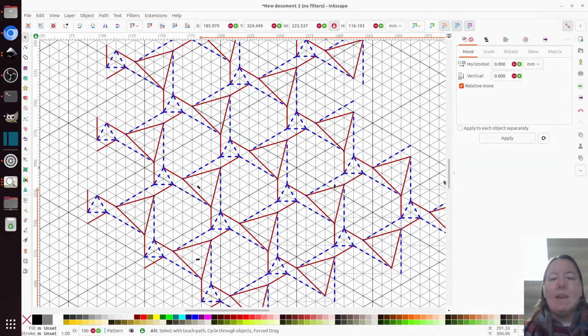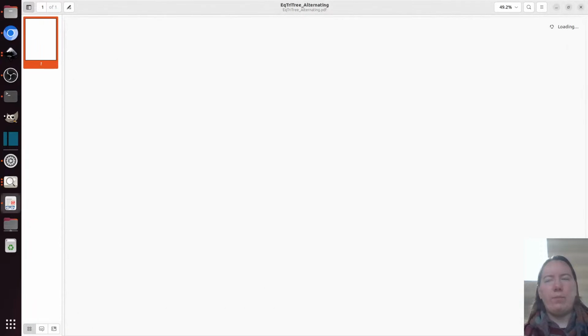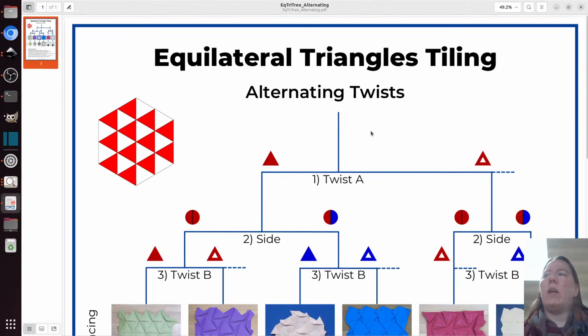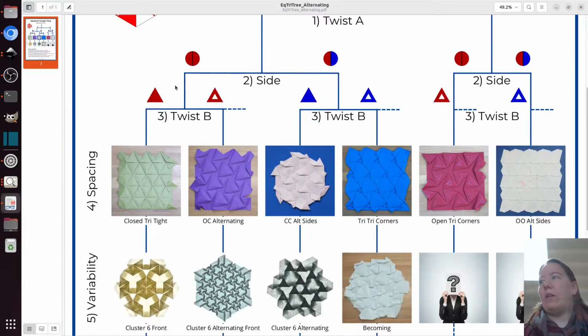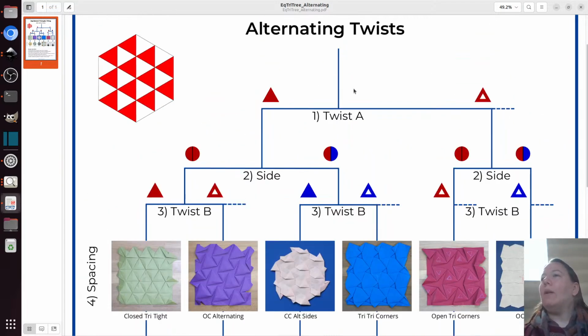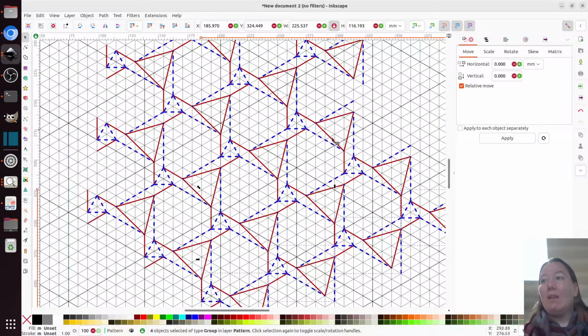And I can say some crazier things about the equilateral triangles. I just want to show a visualization of this process that we just did. It's basically saying, okay, we're going to alternate twists in this pattern. I need to pick a twist A, and then I need to pick, is the next twist going to be on the same or the opposite side? And is that twist going to be, in this case, closed or open? What we just saw was twist A being double open.